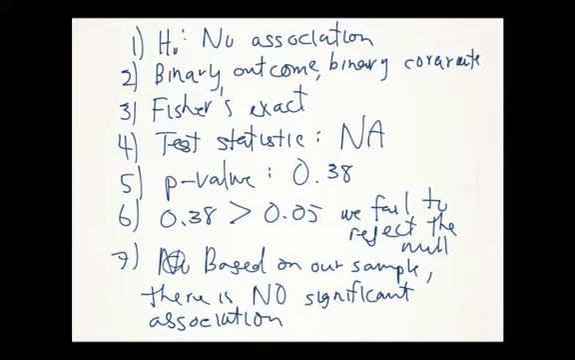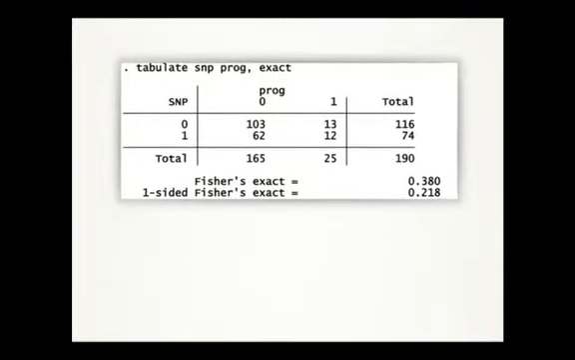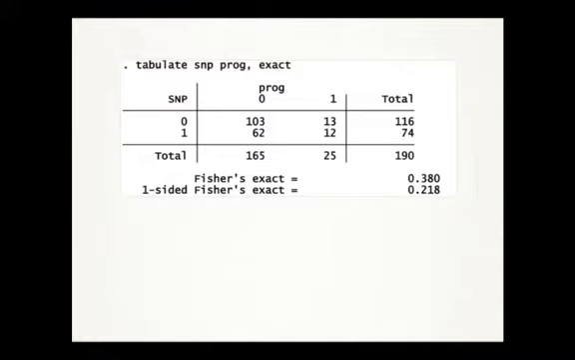All right, so those are our 7 steps of hypothesis testing. So what would this look like in Stata? Let me pull that up. Okay. So you'll see that the command looks very similar to what we did with the chi-square test. We again write tabulate, we write our covariate, we write our outcome, but now instead of writing comma chi-square, we write exact for Fisher's exact test. Okay? And you'll see the numbers are the same.